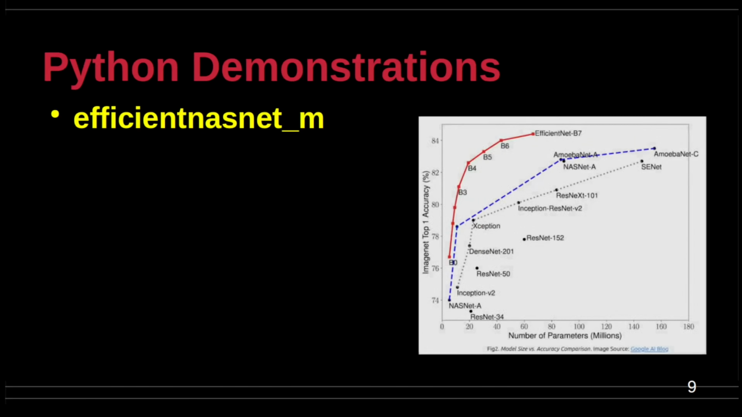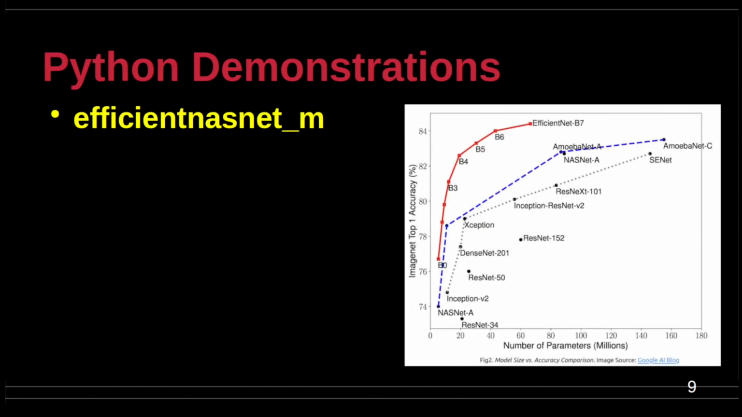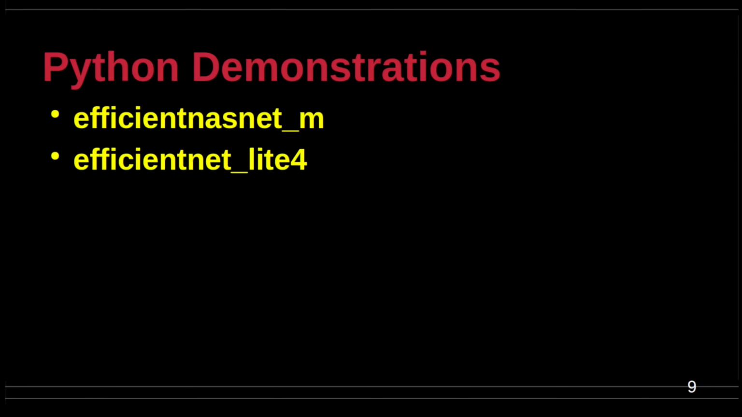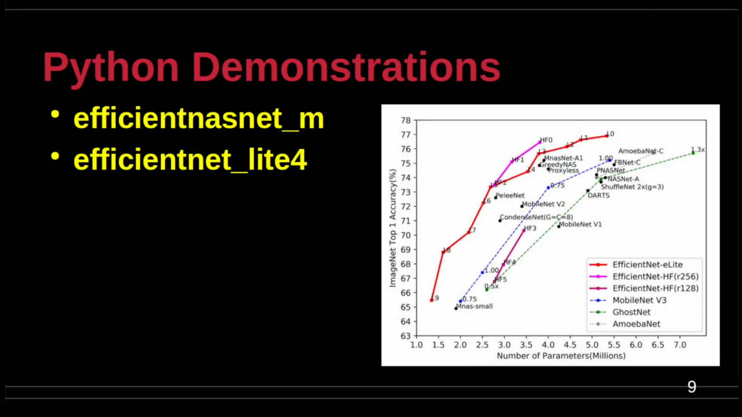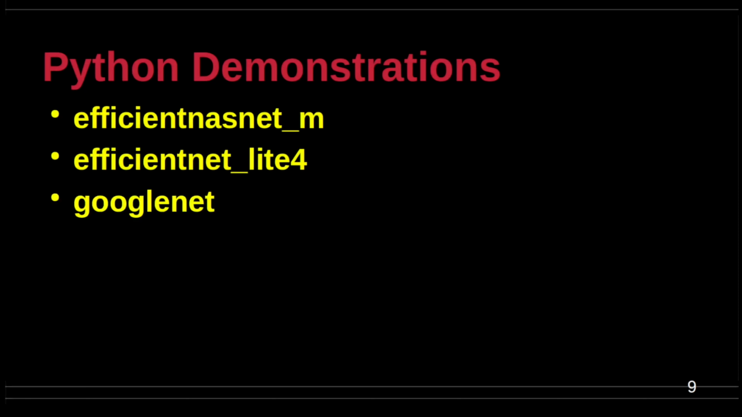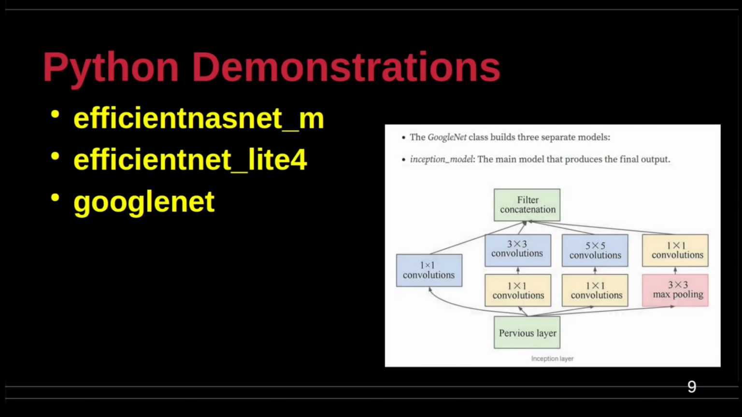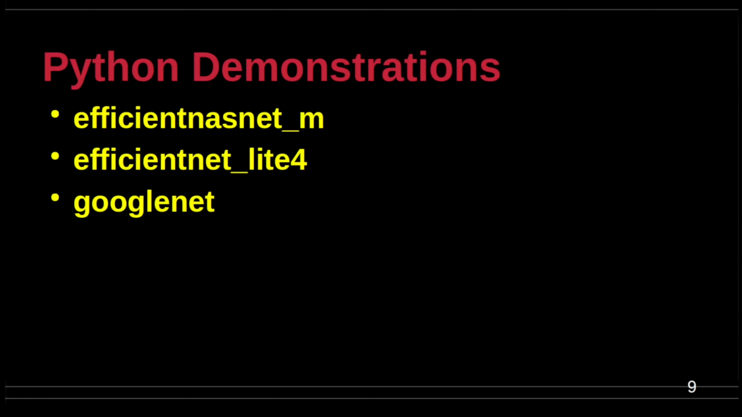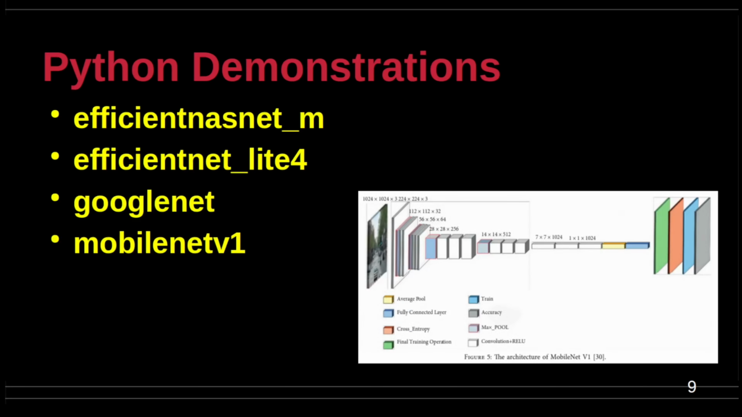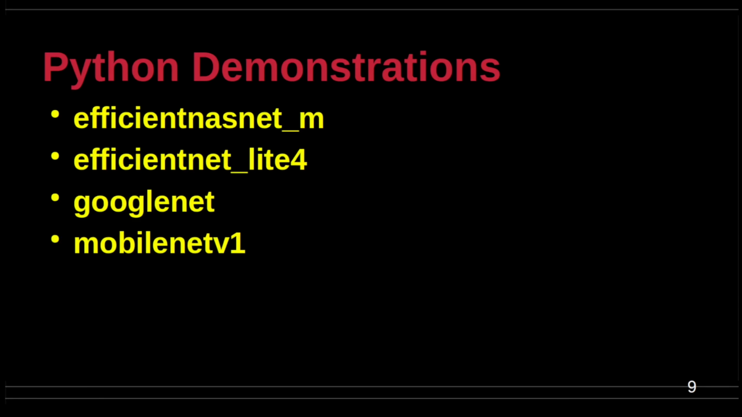Some of the deep learning Python scripts provided by D-Robotics are listed on the slide. Efficient NASNet_M, EfficientNet Lite 4, GoogleNet, also known as Inception v1, MobileNet v1, ResNet 18, VargConvNet.